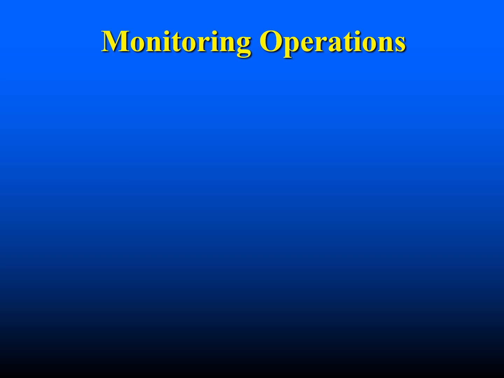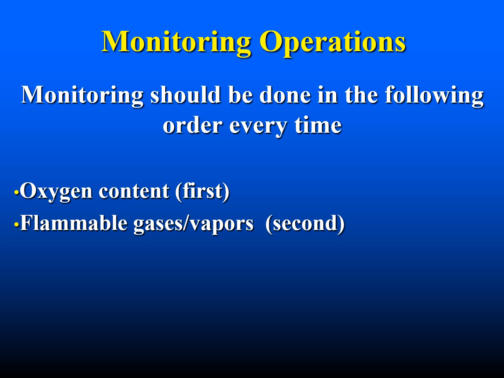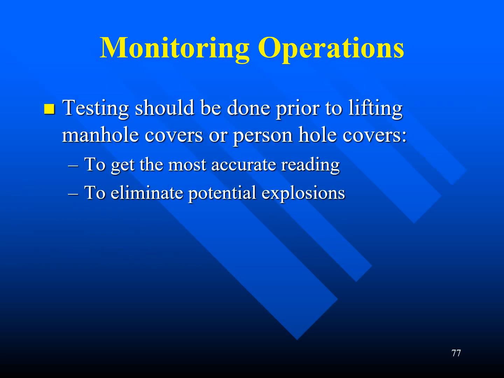Now let's talk a little bit about some monitoring operations. Monitoring should be done in the following order each and every time. First, we'll check the confined space for the oxygen content. Second, we'll check it for flammable gases and vapors. And third, we'll check it for potential toxic contaminants. Testing should be done prior to lifting the manhole covers or person hole covers to get the most accurate reading and to eliminate potential explosions.